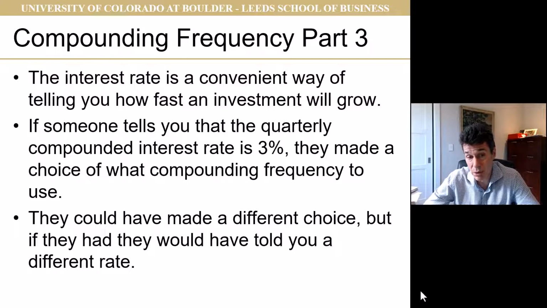If they tell you 3% quarterly compounded, they're going to tell you a different rate if they told you semi-annual compounding. And they're going to tell you yet another rate if they wanted monthly compounding. So the reality is the investment is always going to grow at a particular rate. The interest rate is just a convenient way to tell us how fast it's growing, and different compounding frequencies simply mean you're going to have different rates.